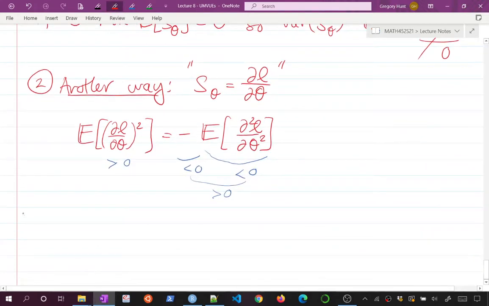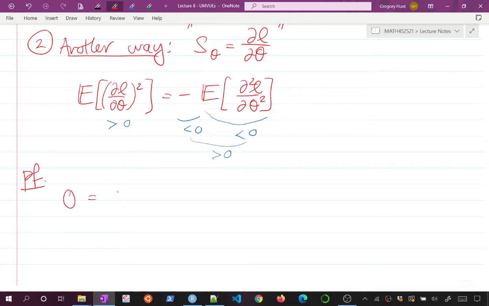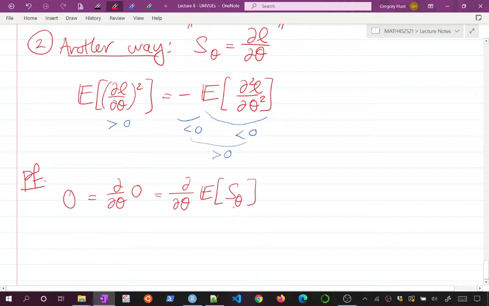So let's just prove this. It's, again, not too bad, and it's going to abuse an interchange between differentiation and integration again. So here's how the proof goes. 0 is, of course, the derivative of 0 with respect to theta. That's not controversial. Derivative of 0 with respect to anything is 0. But we know a certain thing that is 0. Something that we just showed is 0 is the score. So the expected value of the score is 0, right? So we can plug that in.